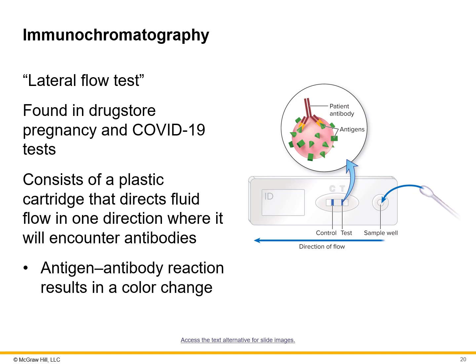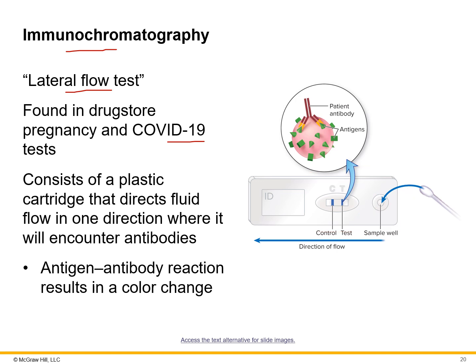A little bit more about the immunochromatography and that lateral flow test. The COVID test is actually a good example of this, and pregnancy tests are similar, though of course not used to diagnose disease. What we have here is a plastic cartridge with a place to add our sample, and the fluid flows in one direction over the site. In this case, with the COVID test, antigen is added here.